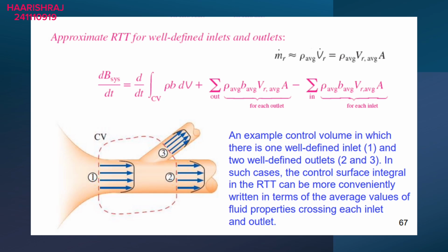An example control volume in which there is one well-defined inlet 1 and two well-defined outlets 2 and 3. In such cases, the control surface integral in RTT can be more conveniently written in terms of the average values of the fluid properties crossing each inlet and outlet.